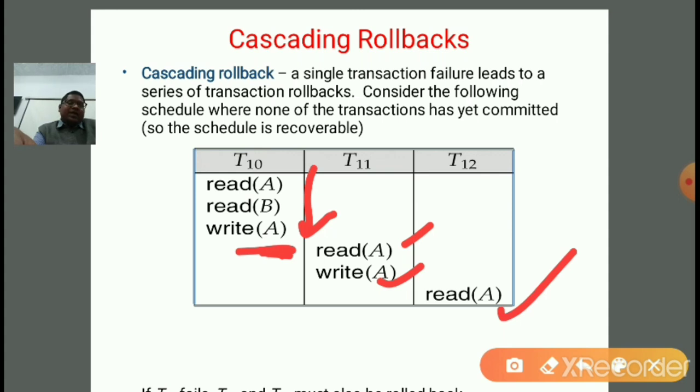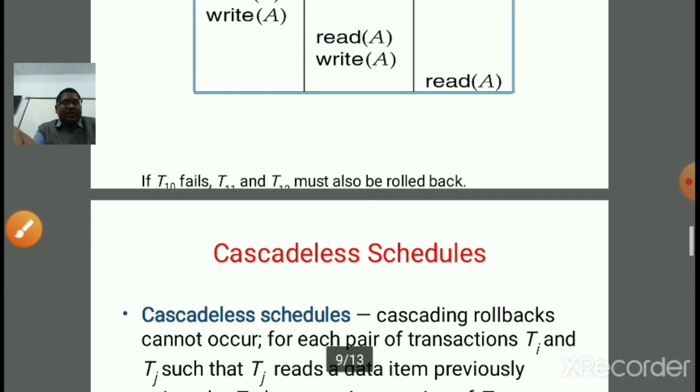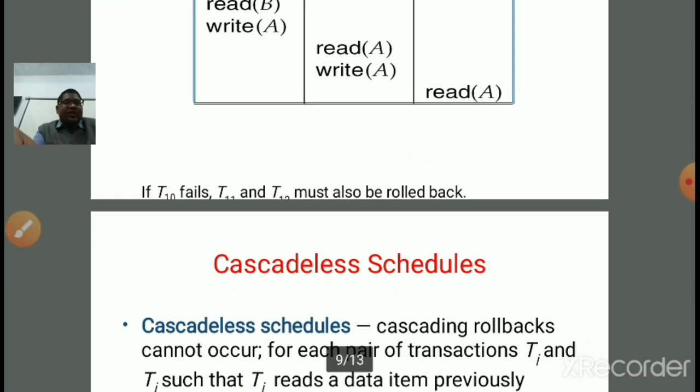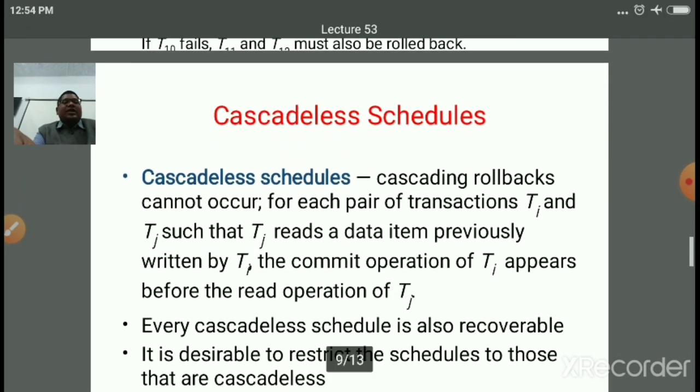So there is a dependency, right? If T10 fails, then definitely T11 and T12 will be rolled back. That's why this type of rollback is called cascaded rollback, right? If T10 fails, T11 and T12 must also be rolled back. That's why it is called cascaded rollback.